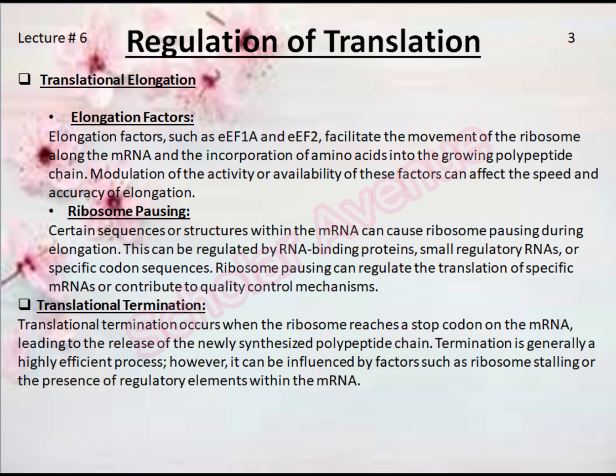Third is translational termination. Translational termination occurs when the ribosome reaches a stop codon on the mRNA, leading to the release of the newly synthesized polypeptide chain. Termination is generally a highly efficient process. However, it can be influenced by factors such as ribosome stalling or the presence of regulatory elements within the mRNA.